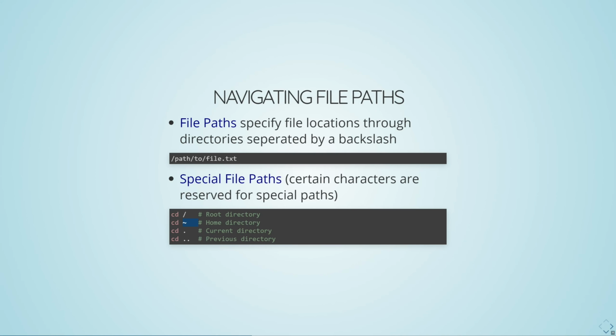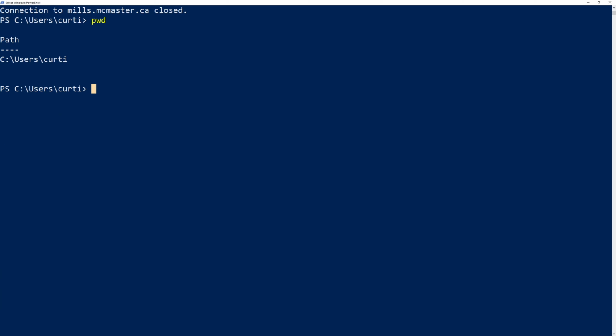We'll talk about your home directory in a second, but this is going to be the directory that you're initially put into when you SSH into a Linux machine. It's kind of your user's directory. Then there's also the dot to specify the current directory and the double dot to specify the previous directory. So let's try this out.